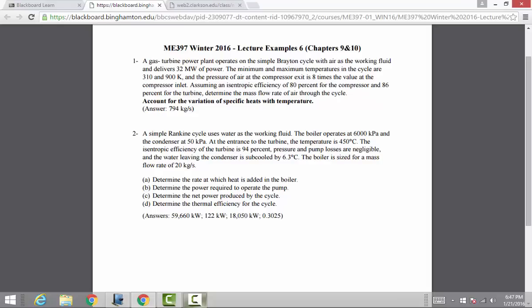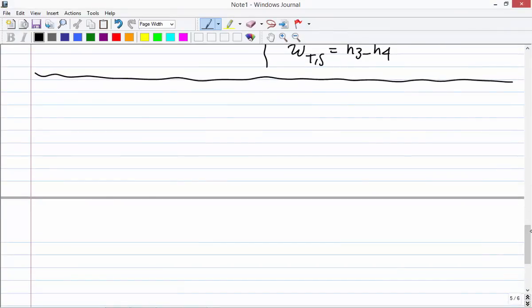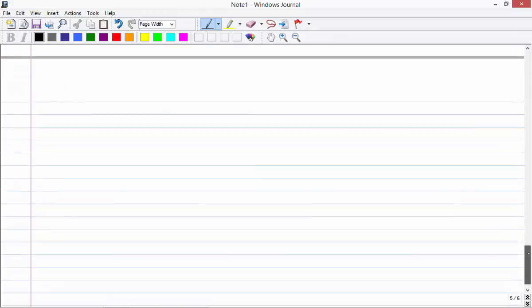Determine the rate at which heat is added in the boiler. So it's capital Q dot in. Okay, so I need to use this first page.